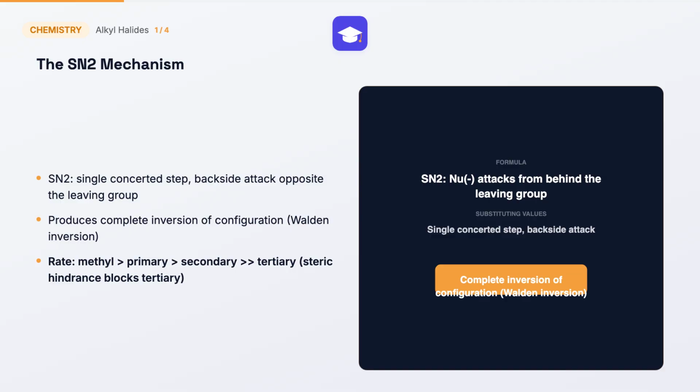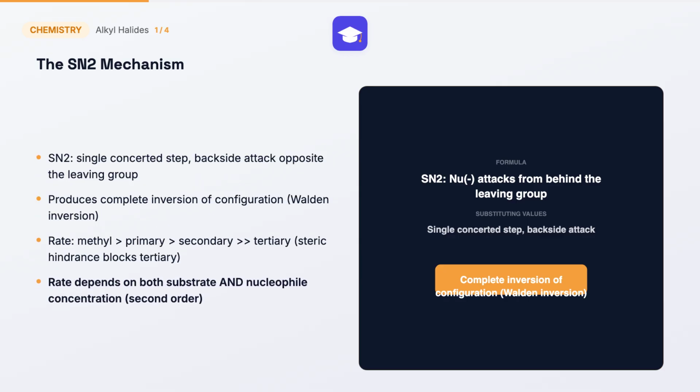Because this backside approach requires open space, SN2 reactions proceed fastest at methyl and primary carbons, get slower at secondary carbons, and are blocked almost entirely at bulky tertiary carbons, where the crowded substituents physically block that backside approach.